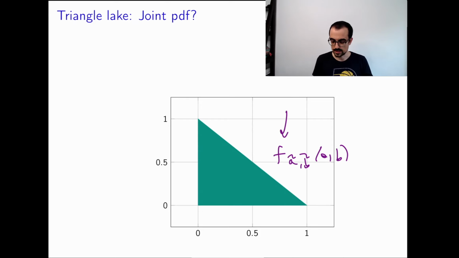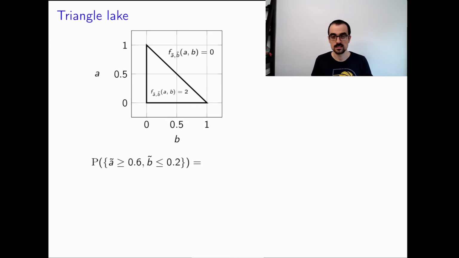Okay, so what should be the constant, right? So I'm going to have that this guy here is equal to the constant, but what should the constant be? Well, all of this should integrate to 1, so this is a valid joint PDF. That's going to be the area of the triangle times this constant. The area of the triangle is 1/2, you look at it, so the constant should be equal to 2. Okay, so that's going to be the joint PDF of the otter in the lake.